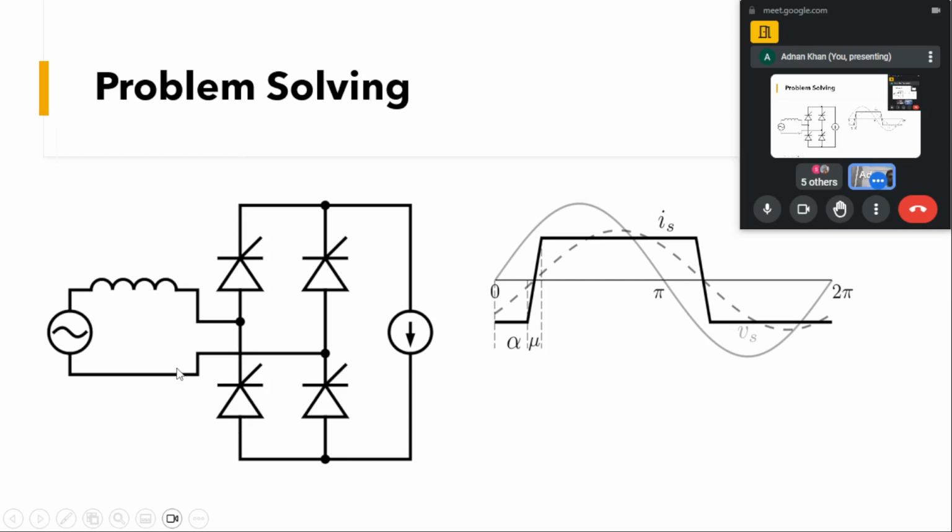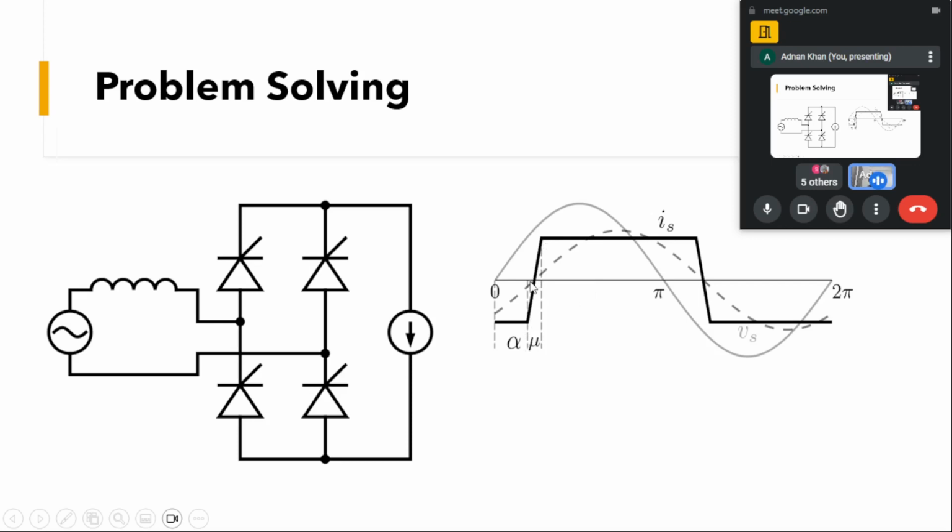Also we know that these devices are turned on at an alpha degree. Here as you can see, these devices are turned on, and due to the source inductance the current won't rise instantaneously, but it will take some time to rise, and that is given by this mu.